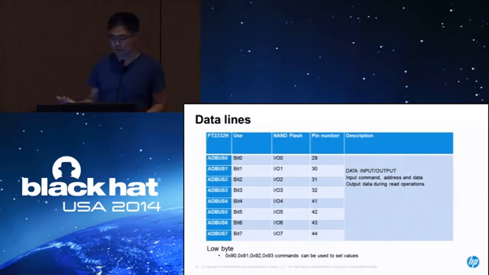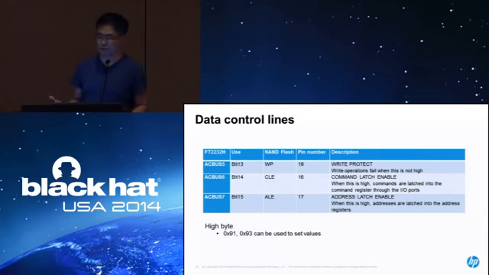On the left side are the pins from the FTDI chip. On the right side are the pins from the NAND flash, and they are connected together. AD bus 0 to 7 is supposed to be sending and retrieving the 8-bit data. And the control lines look like this: WP, CLE, ALE. CLE is for sending a command, and ALE is for sending an address. So you send the command, something like read or write, and after that you send the address, which part of the memory you are trying to read or write.